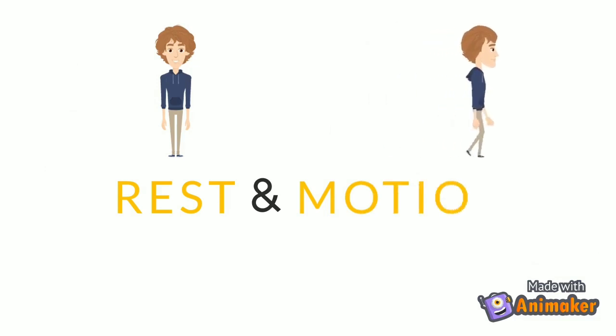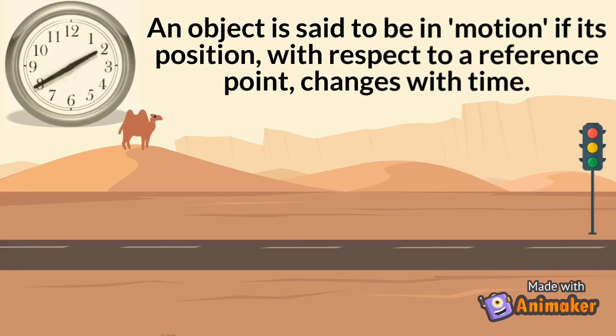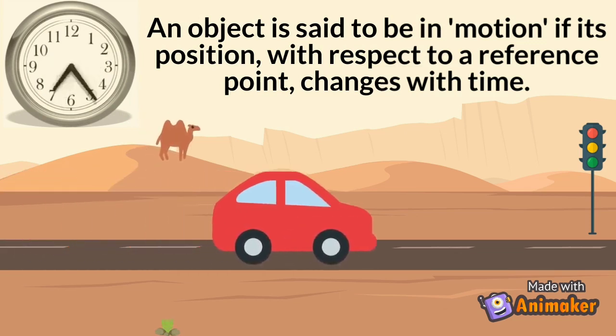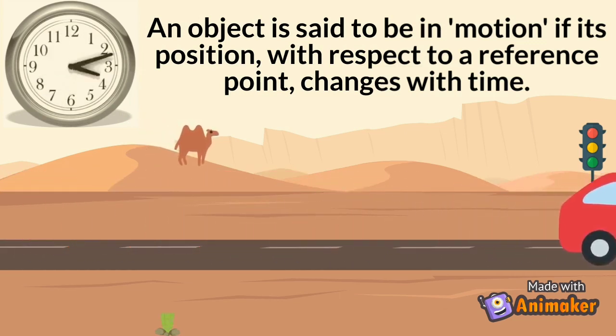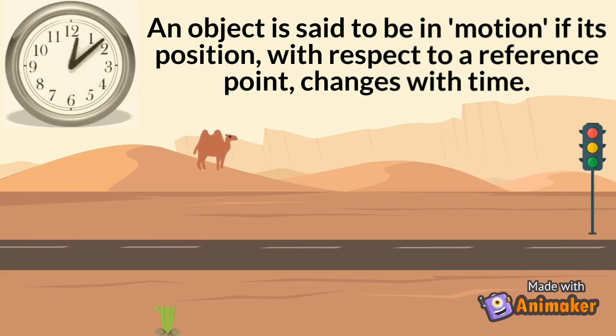Rest and motion. An object is said to be in motion if its position with respect to a reference point changes with time. What is a reference point?